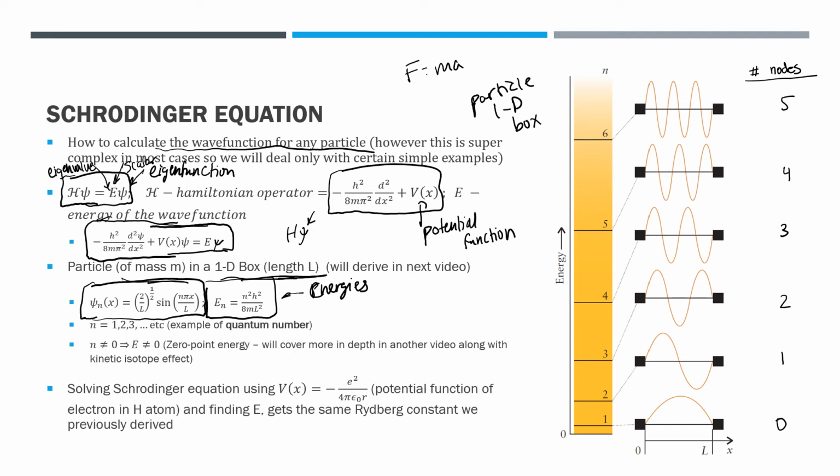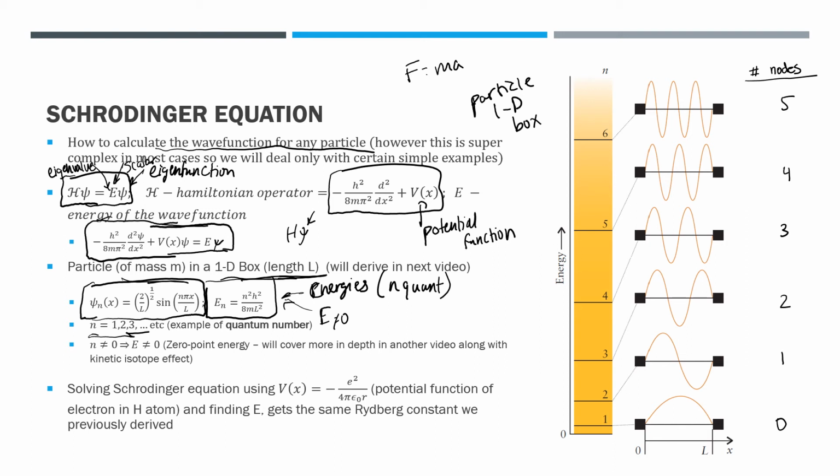So our n quantum number gives us the energies. And a really important thing to note is that we only have n's from 1 upwards: 1, 2, 3, and integers above 1. What this means is that n is not equal to 0. And that means that the energy can never be equal to 0, because the energy is equal to n squared h squared over 8ml squared.